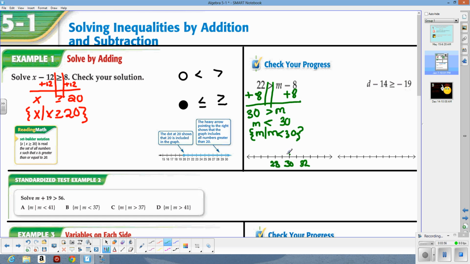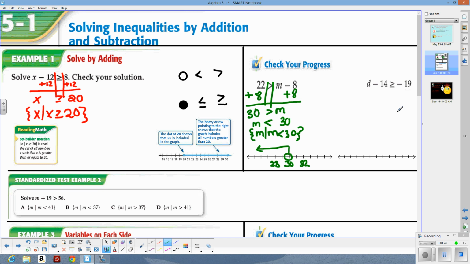Now I'm going to put my circle on 30, and I'm not going to color it in because it does not equal 30. It has to be the numbers less than 30. The ones less than 30 go to the left. I like to draw my arrow up above like this so it's easily seen. Sometimes it's hard to tell if you do it right on the line, unless you're using a different color than what your number line is made from.